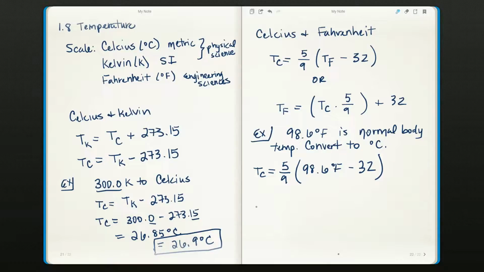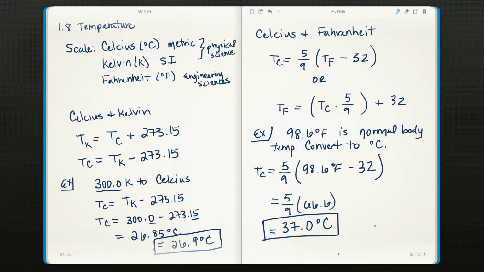Okay, so we can do the math one step at a time. So 98.6 degrees Fahrenheit minus 32 is equal to 66.6. So we bring our 5/9 down. So 5/9 times 66.6 equals 37.0 degrees Celsius. So normal body temperature in degrees Celsius is 37. Okay, so our final answer is 37.